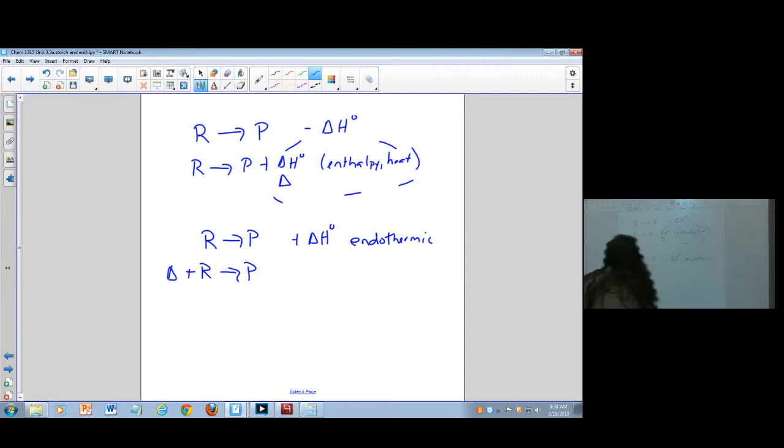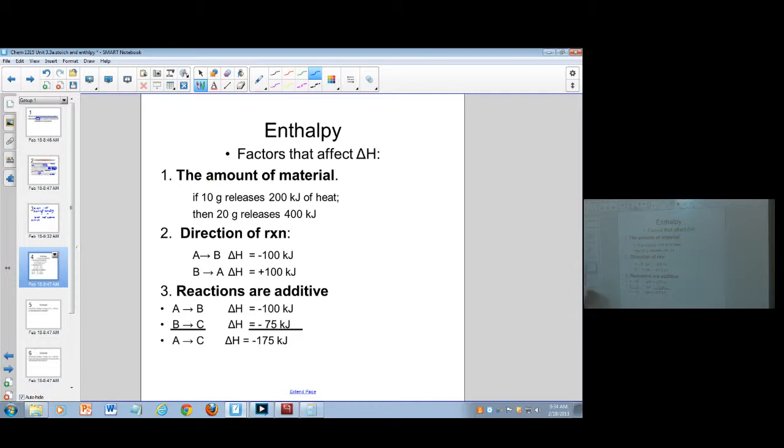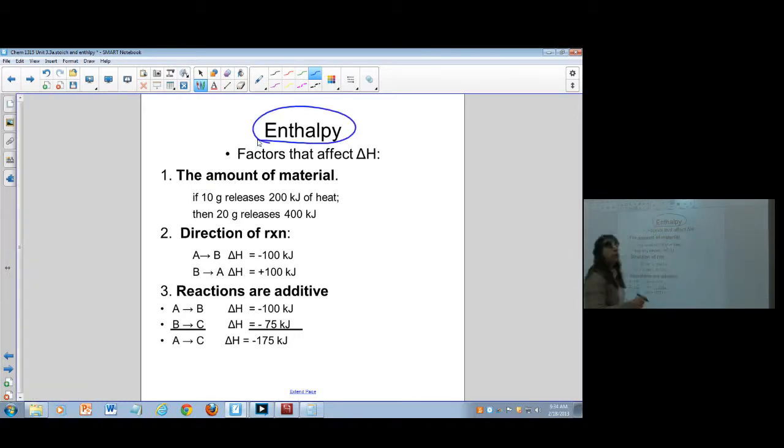Okay, so let's do a couple of examples. Oh no, I guess not quite yet. Let's think about what enthalpy is affected by. Okay, because these values change depending on what you do to your balanced chemical reaction. So first of all, the amount of the material counts. Okay, if you have 100 grams of something and it releases 1,000 kilojoules of heat, well, then having 200 grams, you'd expect to get 2,000 kilojoules of heat. Okay, so it's proportional. The heat's proportional to however much you use.